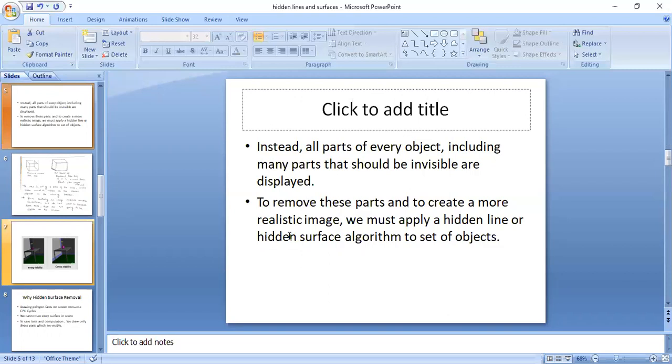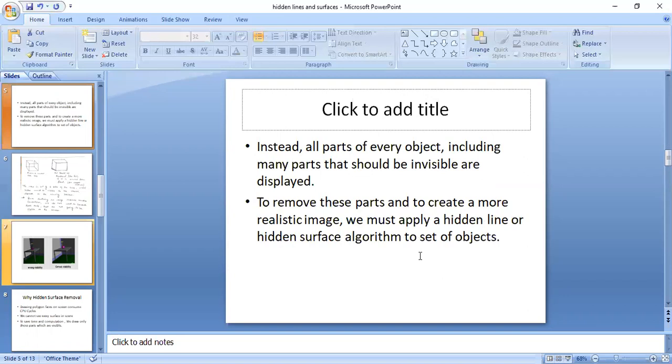So we have to apply some logic to render a scene in such a way that it looks similar to real life. The effect should be like real life. To remove these parts and to create a more realistic image, we must apply a hidden line or hidden surface algorithm to the set of objects.